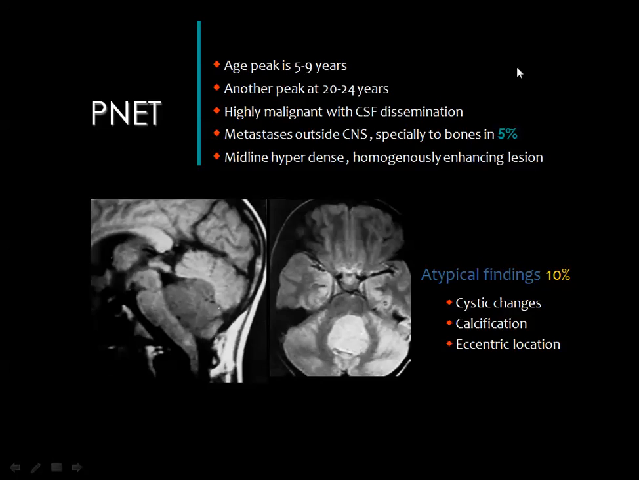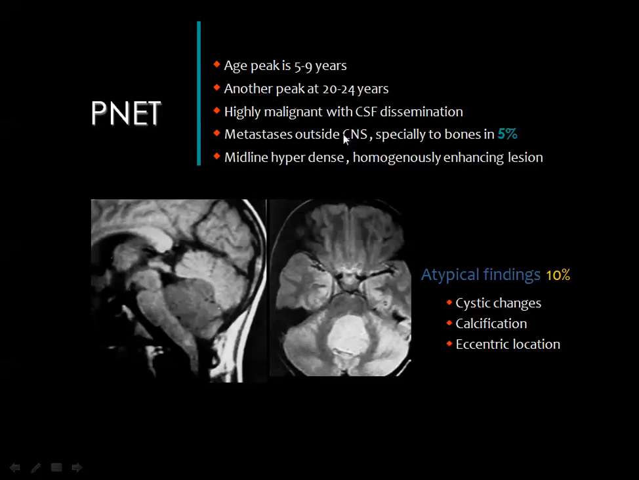They have a peak in the pediatric age group and another peak in young adults, and they are very highly malignant lesions with high incidence of CSF dissemination. And one of the criteria is that these tumors are able to produce or give metastasis outside the CNS, maybe to the bone, as you can see here.